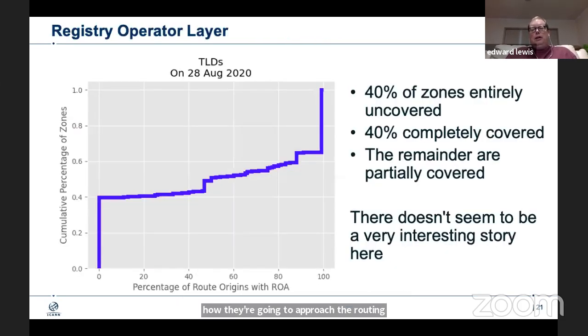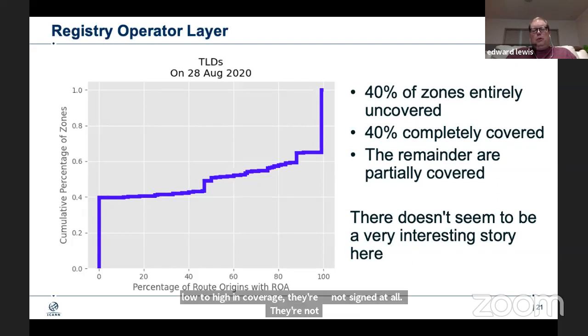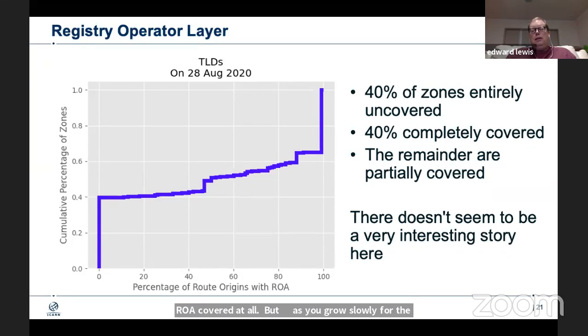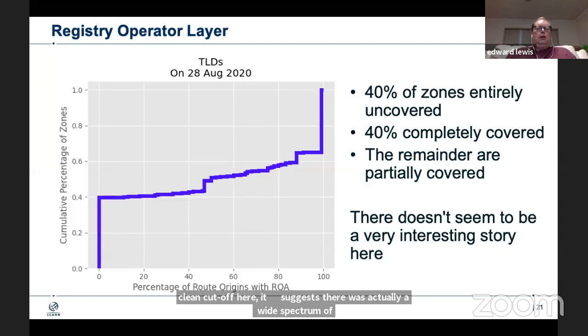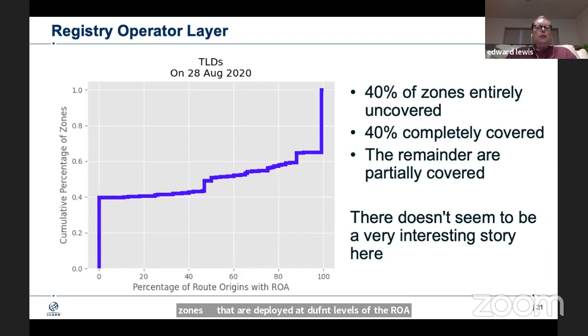So I look at the first level and I looked at the zones out there and I said, let me rank the zones, whether they're signed or not signed. And I have this chart here, which shows the first 40% of the TLDs ranked from low to high in coverage, they're not signed at all. They're not ROA covered at all. But as you grow slowly to the next 25% or so, there's a steady increase up to those at 100%. Now, this doesn't quite show a clean cutoff here. It suggests that there's actually a wide spectrum of zones that are deployed at different levels of the ROA. So it doesn't seem to be very interesting there to look into.